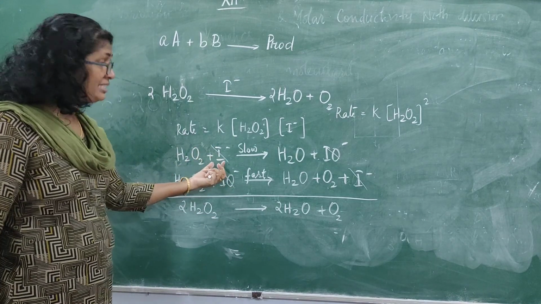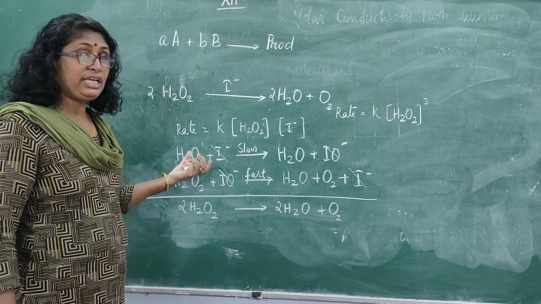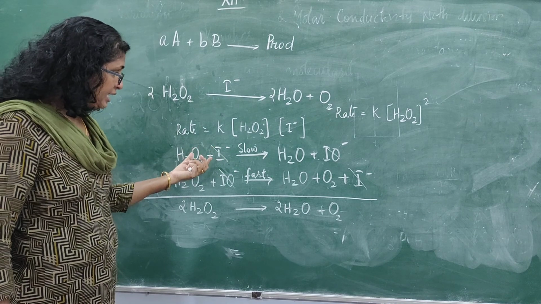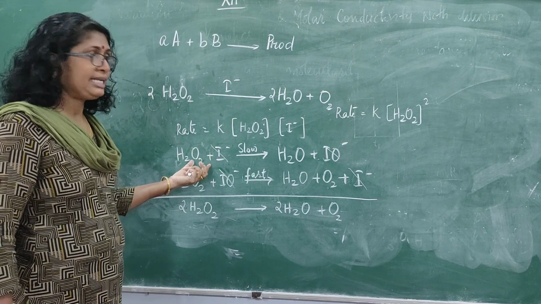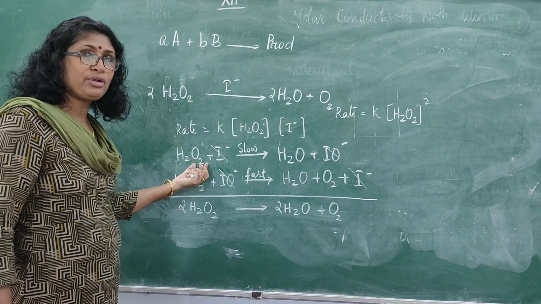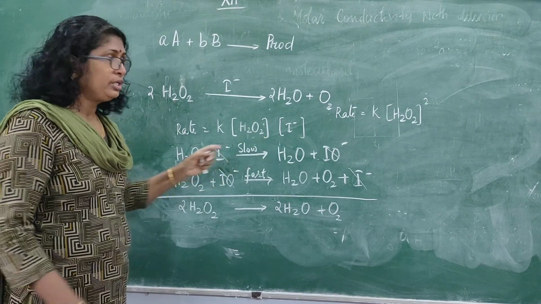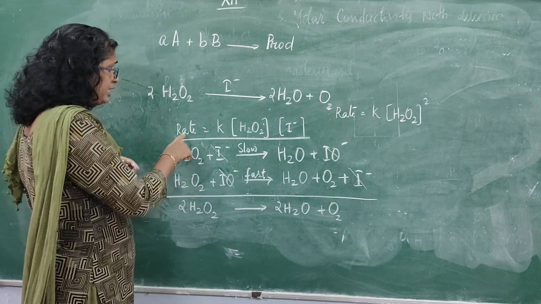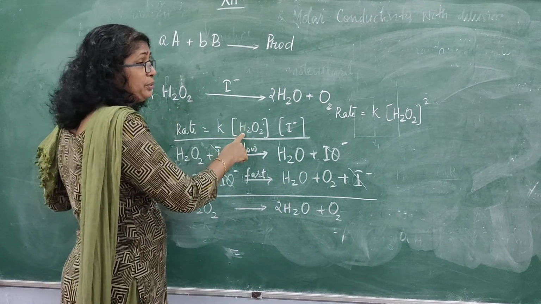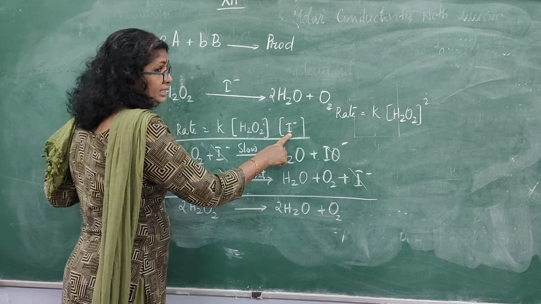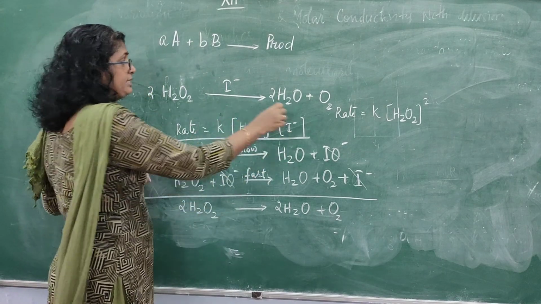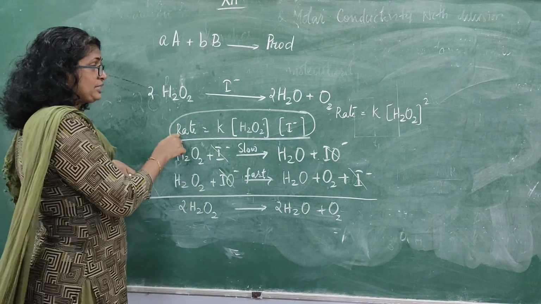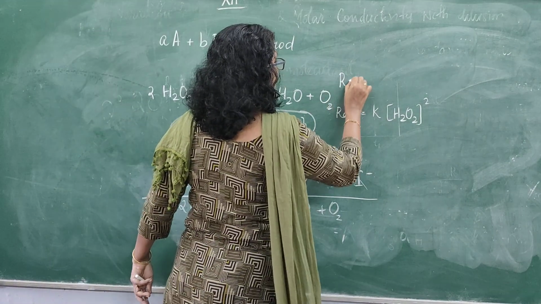So here also one step is a very slow step. So the rate of reaction depends on this slow step. So the rate of this reaction depends only on the concentration of H2O2 and I minus. So in the experiment, this is the correct thing. So the rate of reaction is proportional only to H2O2 and I minus. This is what we determine experimentally. So this expression is called a rate law.